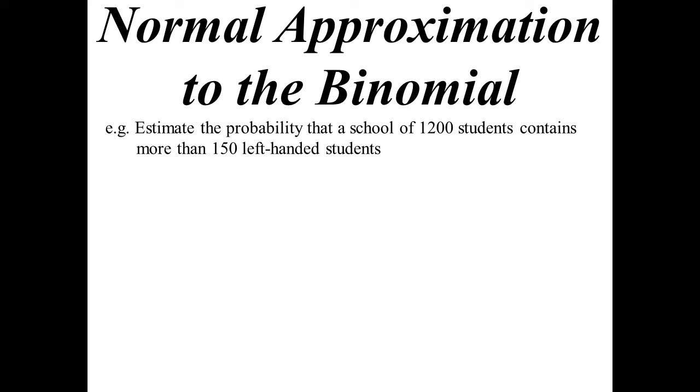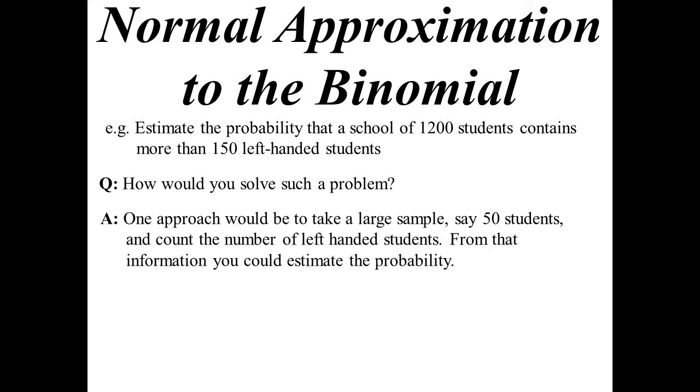So let's start with this one. We're going to estimate the probability that a school of 1,200 students, much like ourselves, contains more than 150 left-handed students. So what's the probability? I guess the question is, how would we solve something like that? Well, we could take a large sample. The example I've used here is 50 students, work out how many left-handed students are in that sample, and then use that experimental probability to make a conclusion about the whole school.